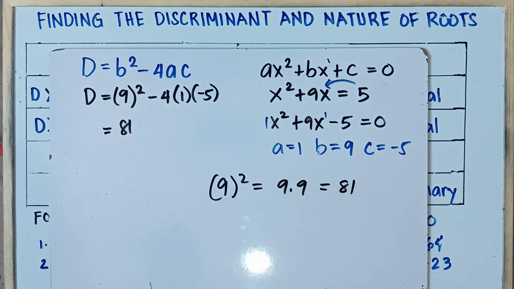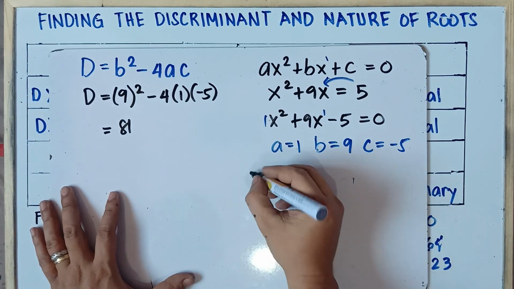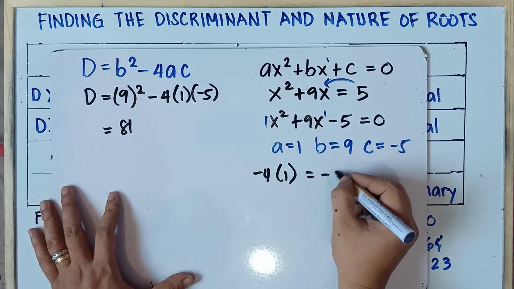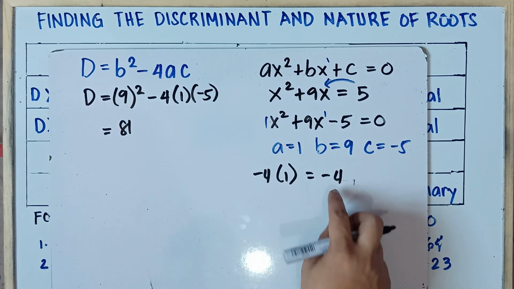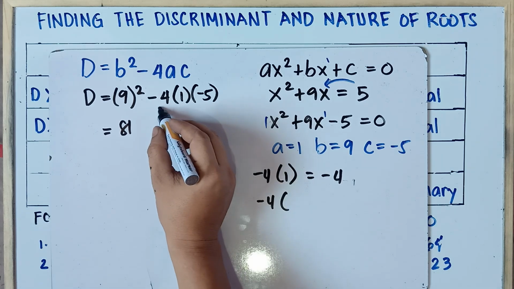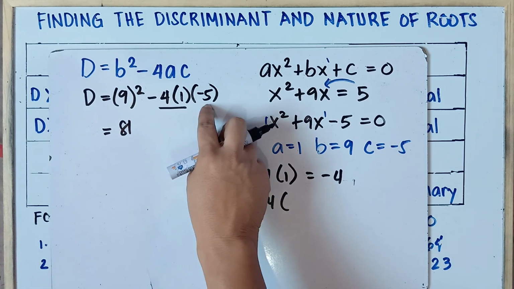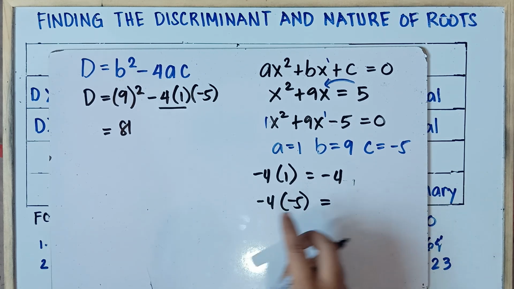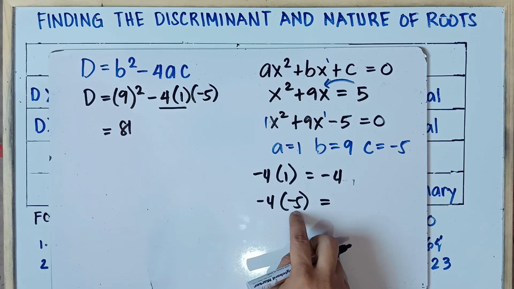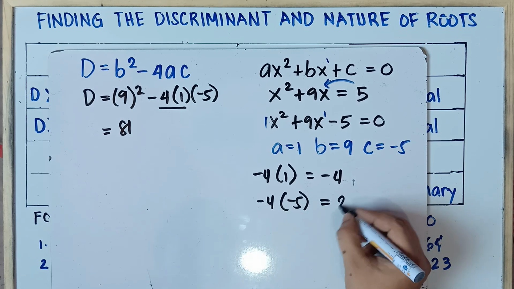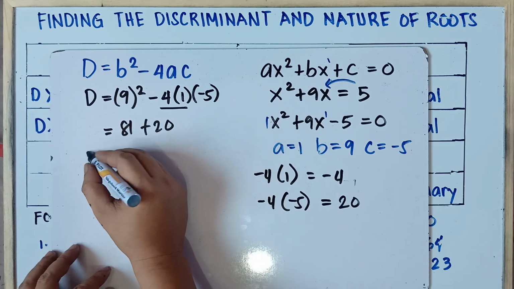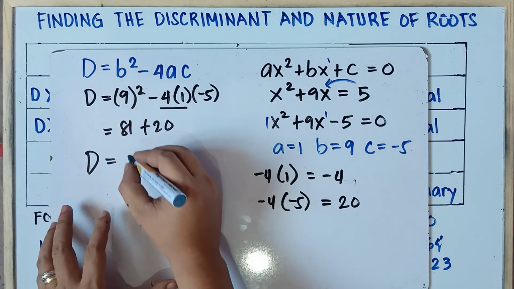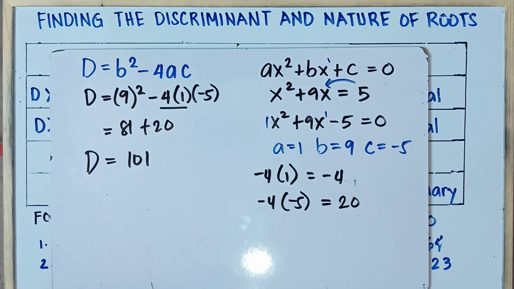So this is 81. And then negative 4 times 1, that would be negative 4, since unlike signs give a negative. Then negative 4 times negative 5: negative times negative is positive, and 4 times 5 is 20, so this will be positive 20. Then you add: 81 plus 20 is 101. Alright, our D is 101.